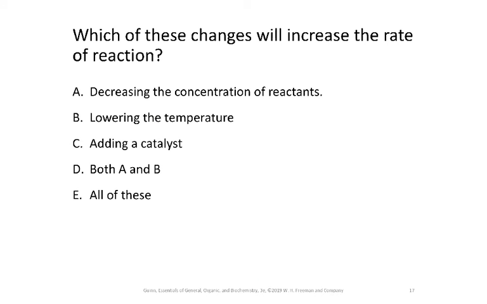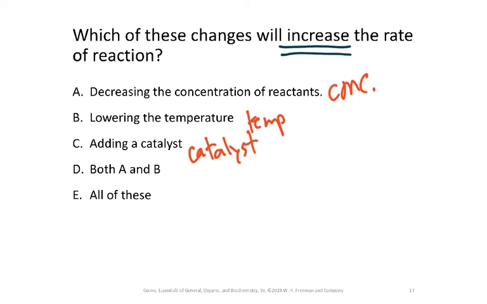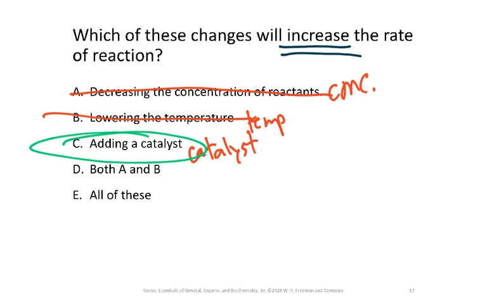Okay, so question time. Which of these changes will increase the rate of a reaction? Pause and answer for yourself. So the first question is about concentration, the second one is about temperature, and the third one is about a catalyst. And all of these will effectively change a reaction rate, but this question is asking us specifically which will increase, right? And so decreasing the concentration will slow down the rate. Lowering the temperature will also slow down or decrease the rate. But adding a catalyst does, in fact, increase the rate of the reaction.